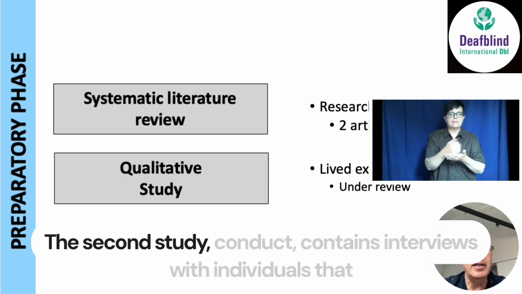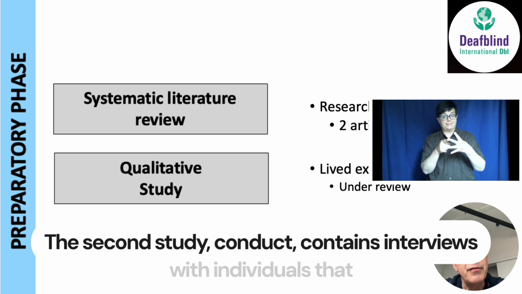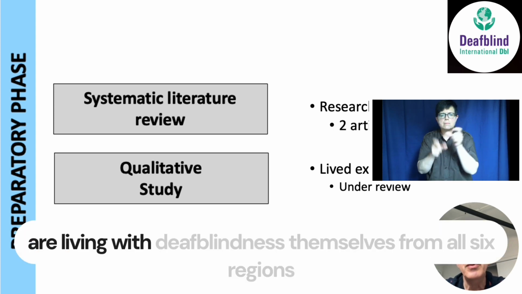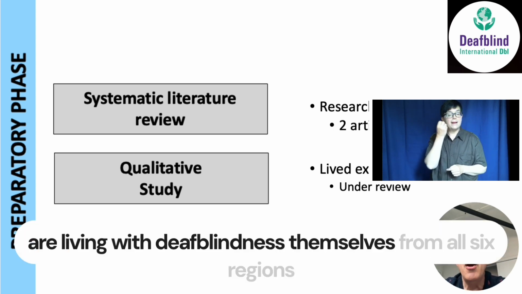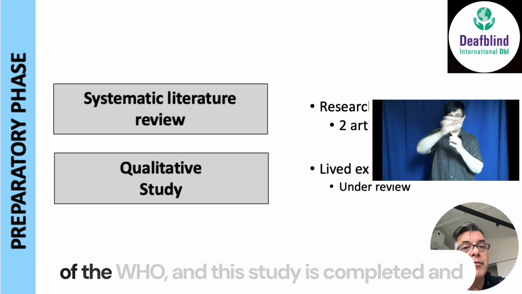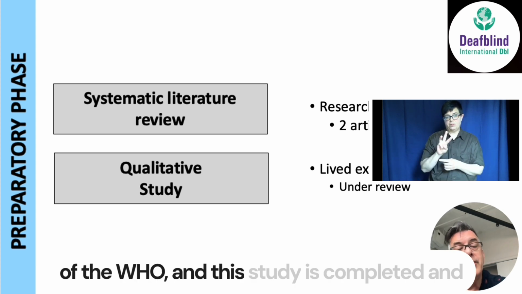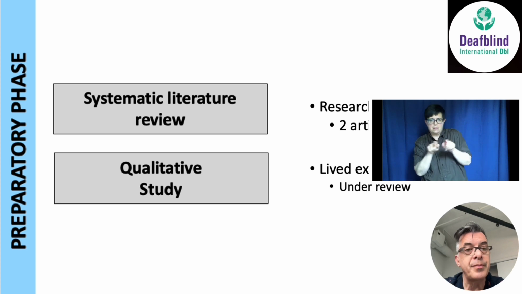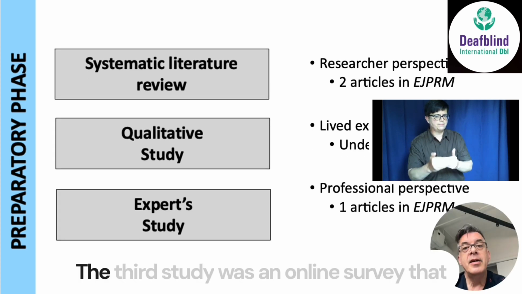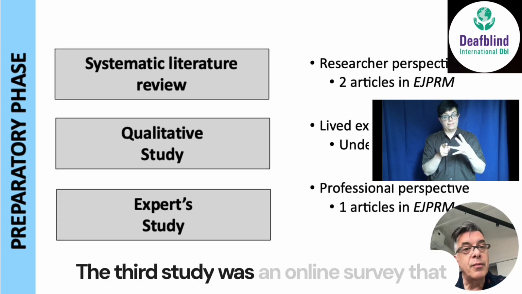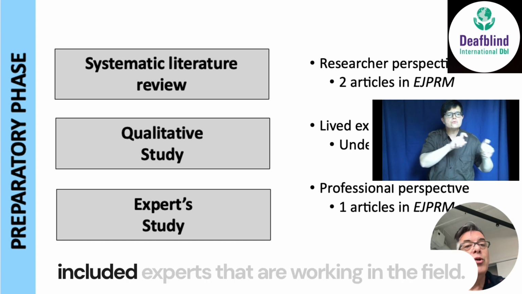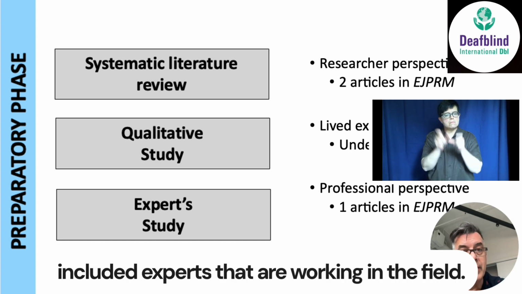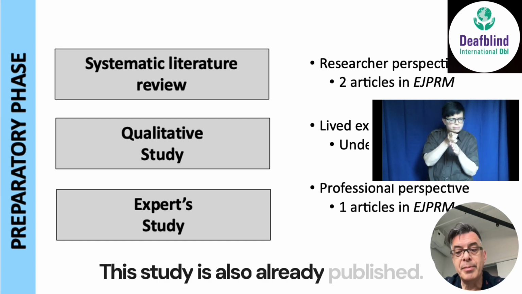The second study contains interviews with individuals that are living with deafblindness themselves from all 6 regions of the WHO, and this study is completed and currently under review with the same journal. The third study was an online survey that included experts that are working in the field. This study is also already published.